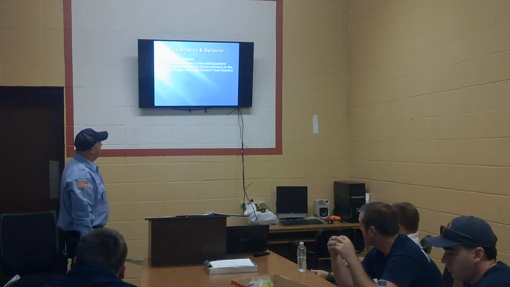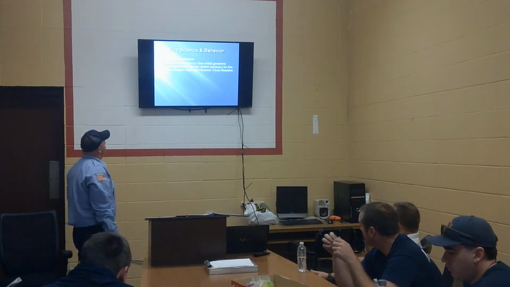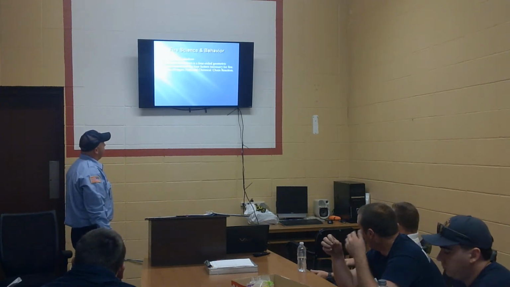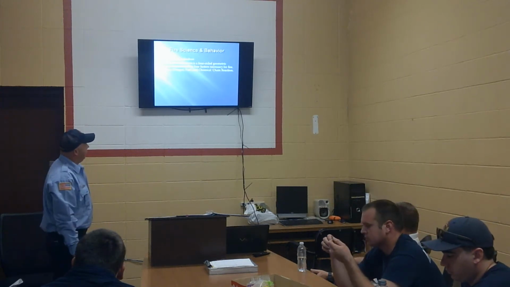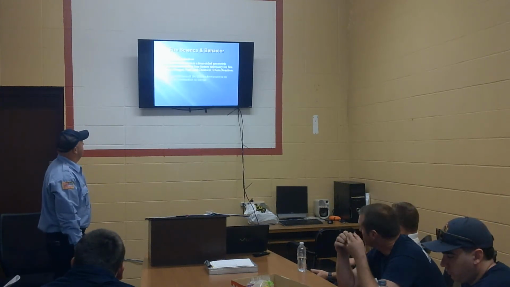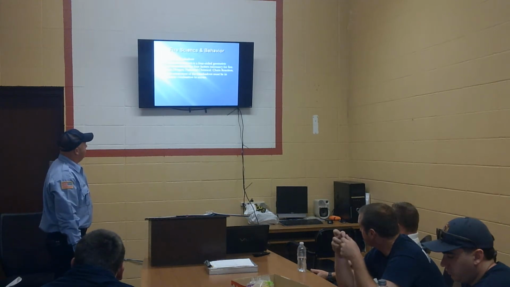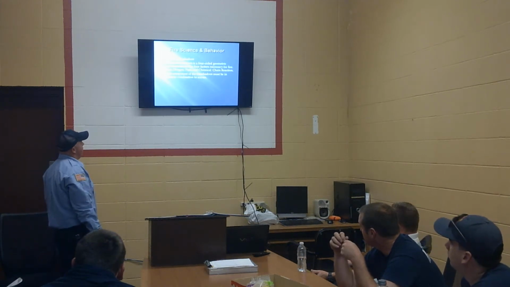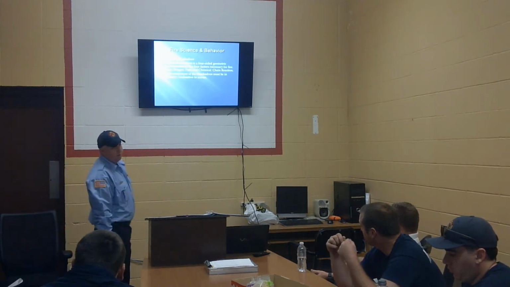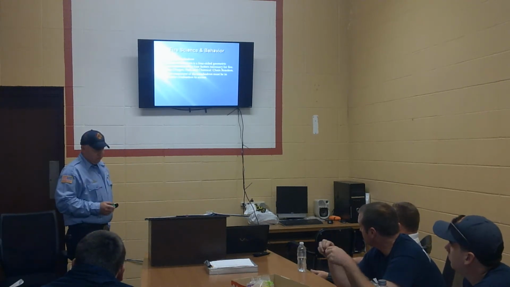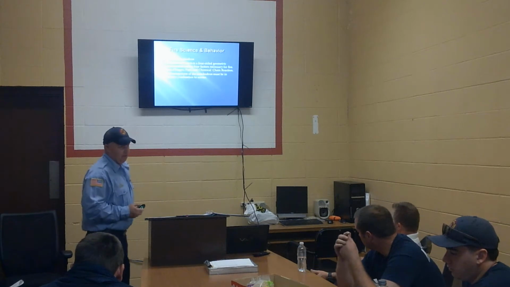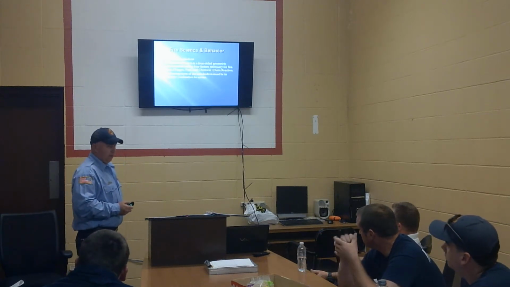The fire tetrahedron is a four-sided geometric representation of the four factors necessary for fire: heat, oxygen, fuel, and chemical chain reaction. Each component of the tetrahedron must be in place for combustion to occur. Okay? So, like I said, if we take one of those away, that reaction does not happen. That fire will go out.